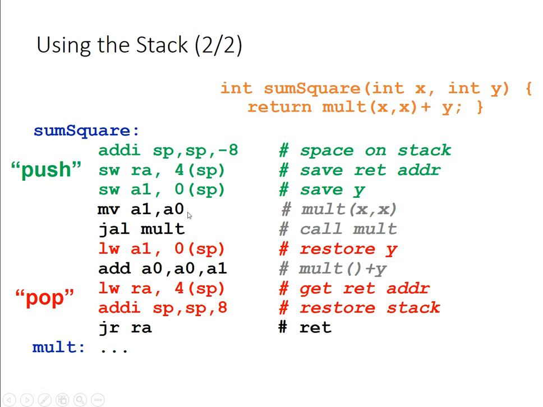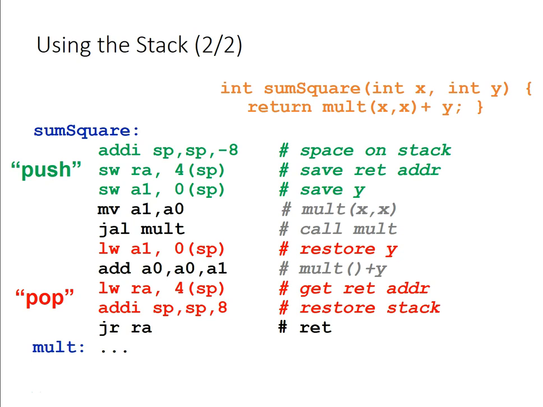We then set the 2 arguments for the multiply subroutine, which are both x. So a0 and a1 both have the same value. And then we're going to go to the multiply subroutine. When the multiply returns, we'll have the result in the register a0. We're going to need to restore the value of a1, which had our value y that was passed into our sum square function. And so now we can add y plus the result of the multiplication, adding a0 and a1, and putting this into our return register, the a0 register.